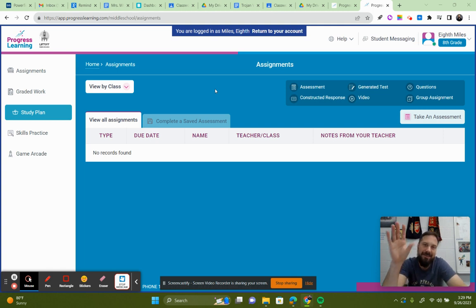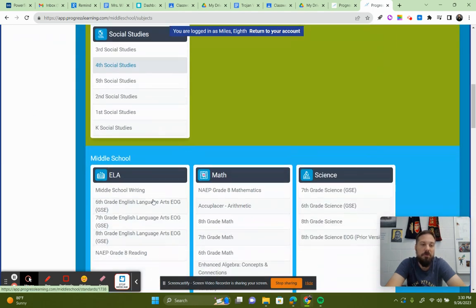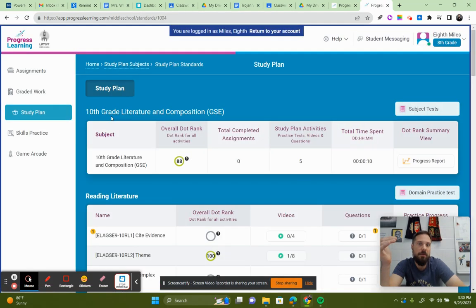I'm not going to give you a set practice of 10 questions like I did last week. I'm instead going to let you have a little more independence on how you practice with this. So what that looks like is you're going to do basically the green dot challenge, if you know what that is. What you want to do is go down here to study plan. You go to additional subjects. Then you want to go all the way down to high school, 10th grade literature and composition right here. This is essentially what the EOC that you would take looks like if you were to take an EOC in this grade, in this subject.